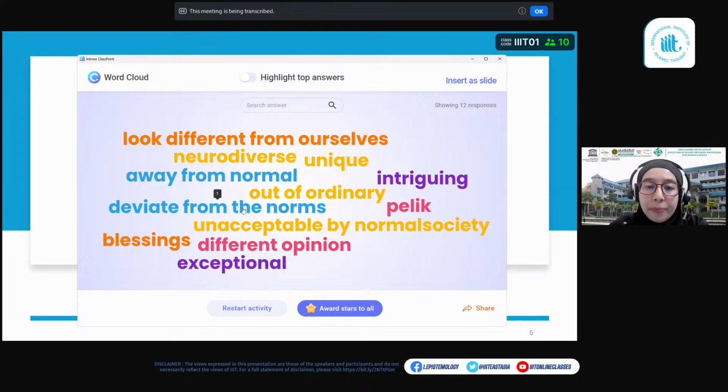Away from normal. So abnormal means away from normal or out of the ordinary. Deviate from the norms. Pelik means strange, or awkward. Unacceptable by normal society. Again, this is another example of how we define normal and abnormal. Blessings. So this is also very positive in nature. Being abnormal means a blessing for us. Different opinion may also be connoted as abnormality to some of us, and exceptional. So being exceptional is also considered atypical or abnormal.